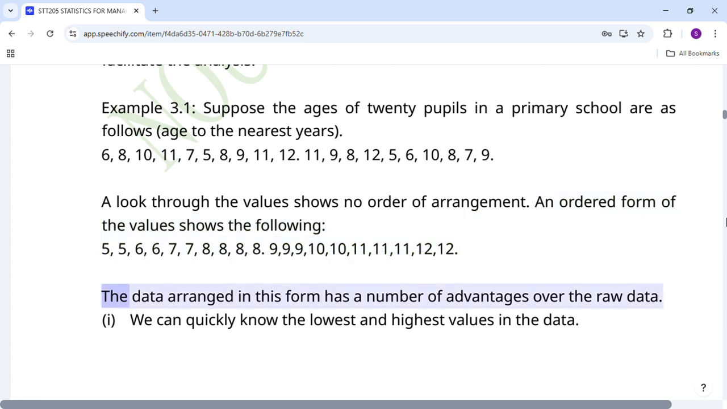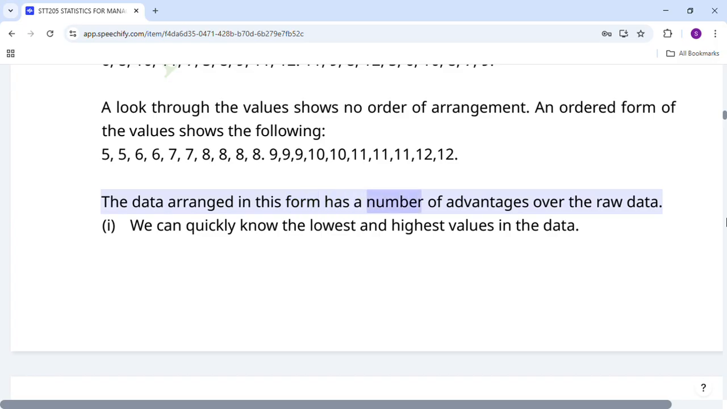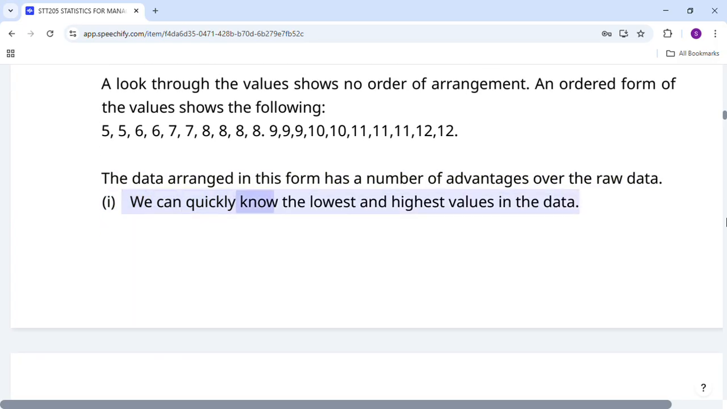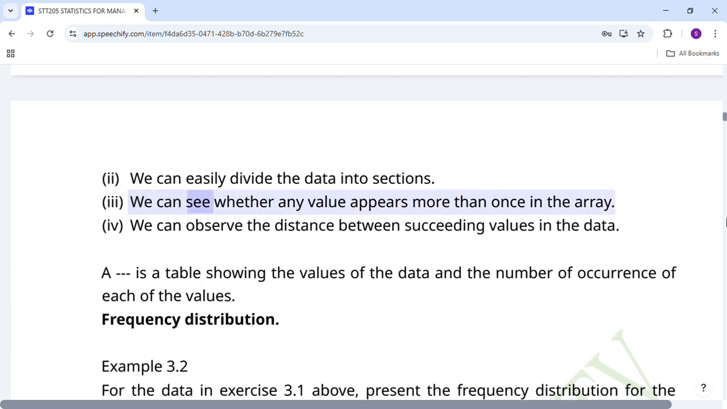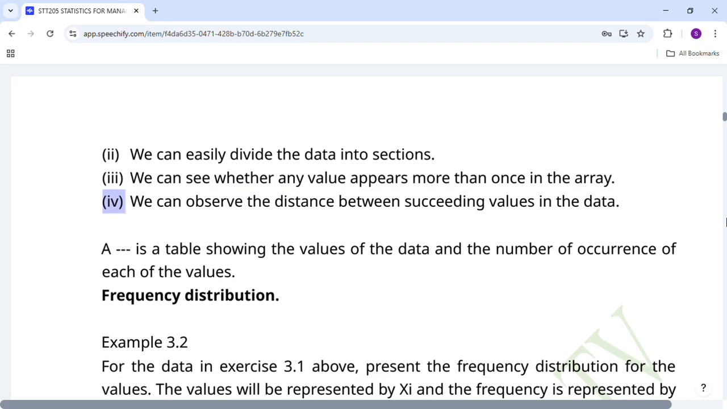The data arranged in this form has a number of advantages over the raw data. 1. We can quickly know the lowest and highest values in the data. 2. We can easily divide the data into sections. 3. We can see whether any value appears more than once in the array. 4. We can observe the distance between succeeding values in the data.